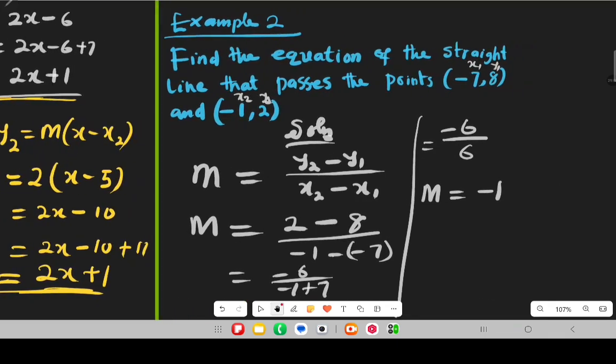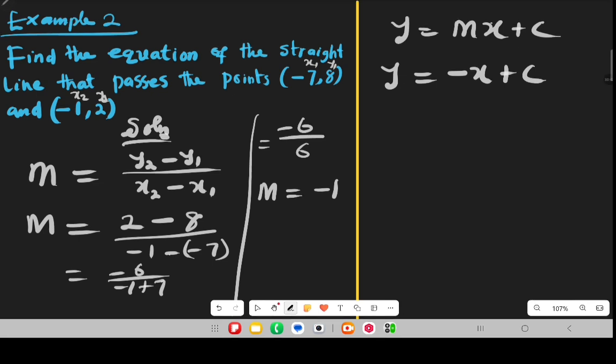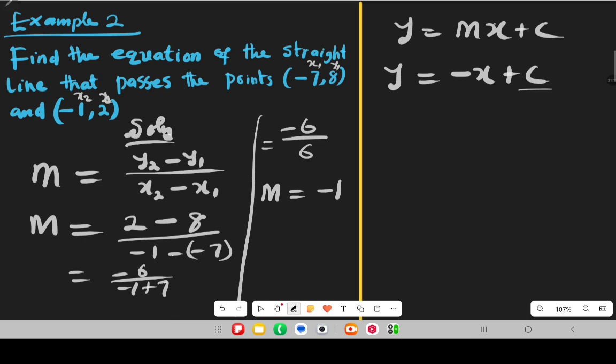Then if we proceed, the equation of a line is of the form y equal to mx plus c. If we substitute the value of m as minus 1, we have y equal to minus x plus c. In algebra, we don't write 1. So we can use any of the formulas which you prefer. Either we use the point slope method, which I prefer, without looking for the value of c, or we use the ordinary method and find the value of c. But in this question, I'm going to use the point slope method.